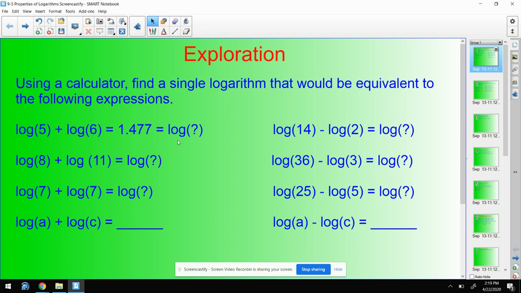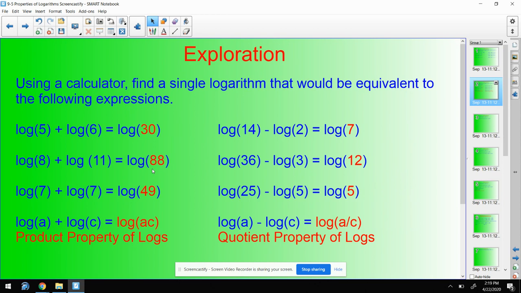Now, hopefully, you think to yourself, okay, let me try different numbers. Maybe I try log 11. Log 11 doesn't work. Maybe I try log of 30. And log of 30 in this case does work. And log of 8 plus log of 11 winds up being log of 88. The decimals are equal. So test them out, check to see that it's true.